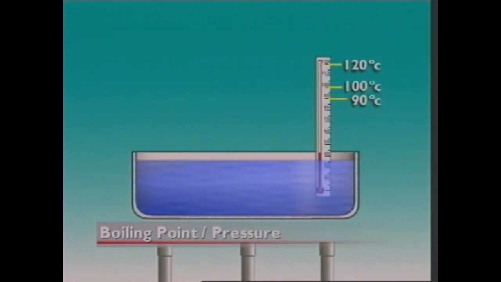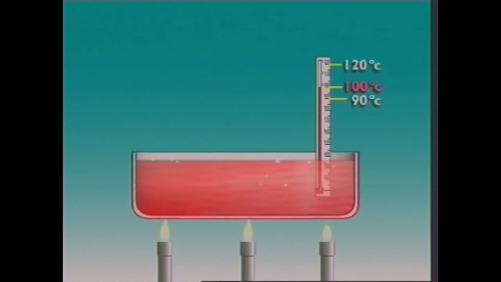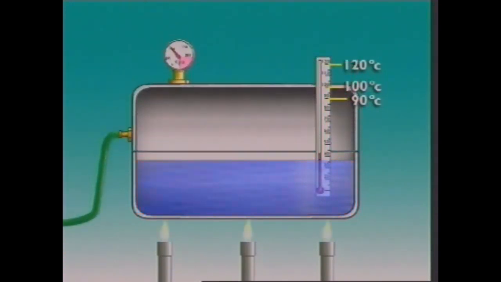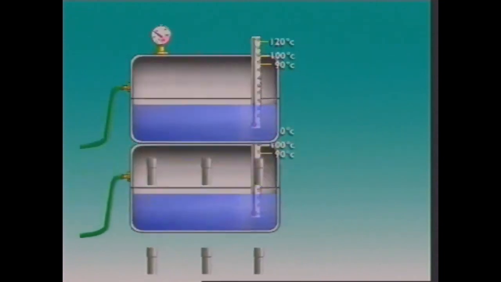This water is open to the atmosphere, or at atmospheric pressure. It is heated and it boils. The thermometer shows its boiling point. Now the water is put under pressure, higher than atmospheric pressure. It's heated and it boils at a higher boiling point. The pressure is decreased. The water again is boiled, but at what temperature? Compare these boiling points.